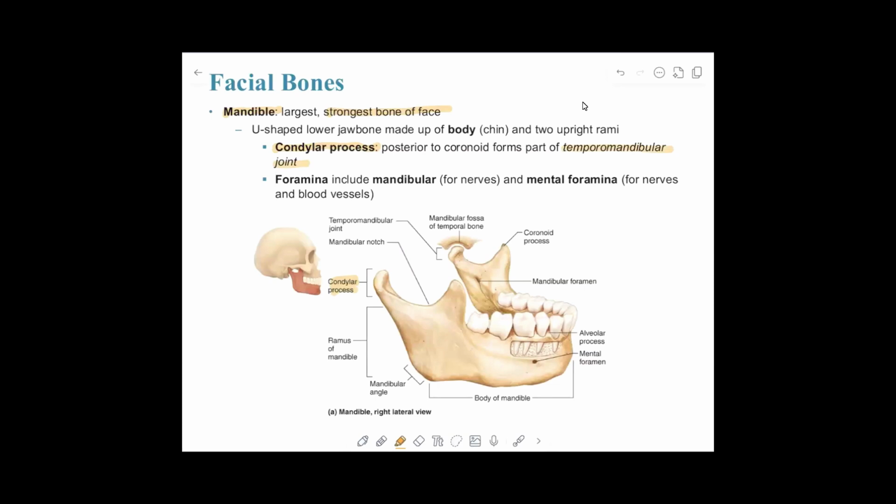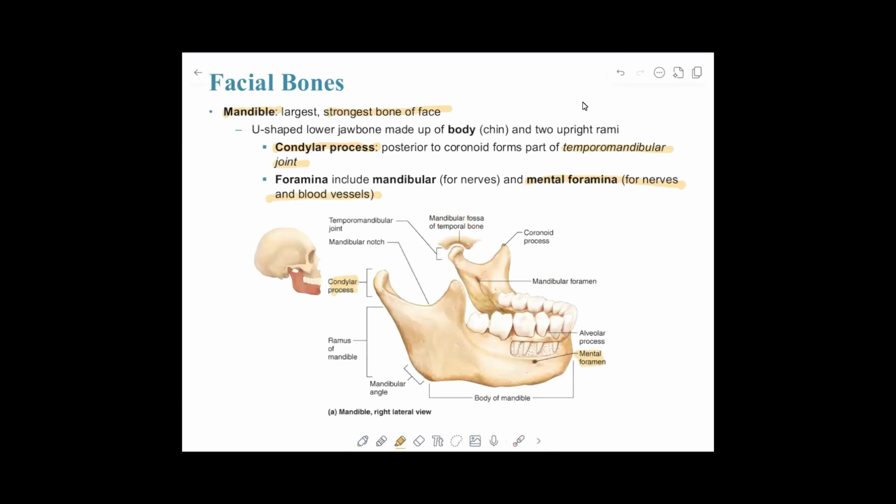And there's also some foramina. Foramina means it's a smaller hole. A foramen is a bit of a larger hole. So there's a mandibular foramen and a mental foramen, which you should know. So again, if I ask you where the mental foramen is, you should be able to tell me that it's on the mandible.